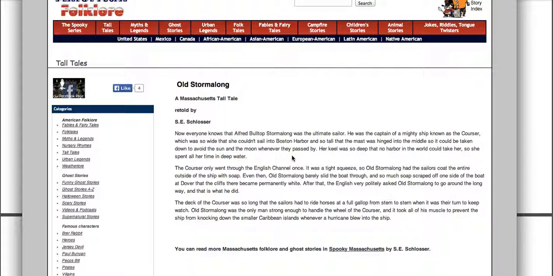The Courser went through the English Channel once. It was a tight squeeze. Old Stormalong had the sailors coat the entire outside of the ship with soap. Even then, Old Stormalong barely slid the boat through, and so much soap scraped off one side of the boat at Dover that the cliffs there became permanently white. After that, the English very politely asked Old Stormalong to go around the long way, and that is what he did. The deck of the Courser was so long that the sailors had to ride horses at a full gallop from stern to stern when it was their turn to keep watch. Old Stormalong was the only man strong enough to handle the wheel of the Courser, and it took all of his muscle to prevent the ship from knocking down the smaller Caribbean islands whenever a hurricane blew into the ship.